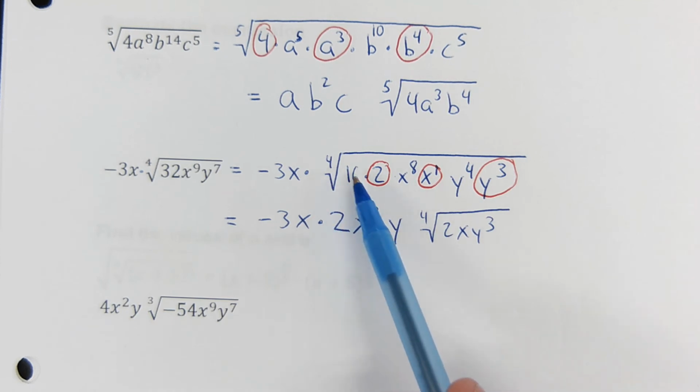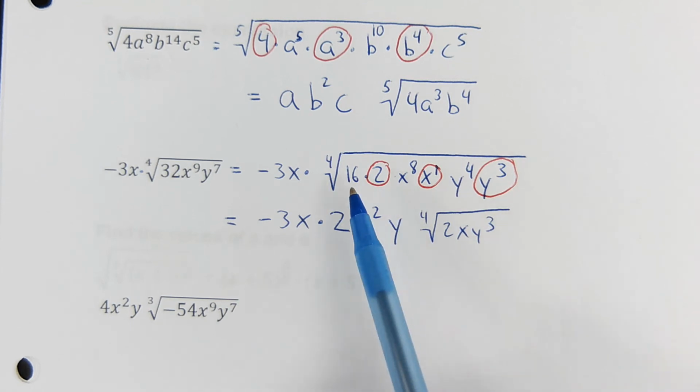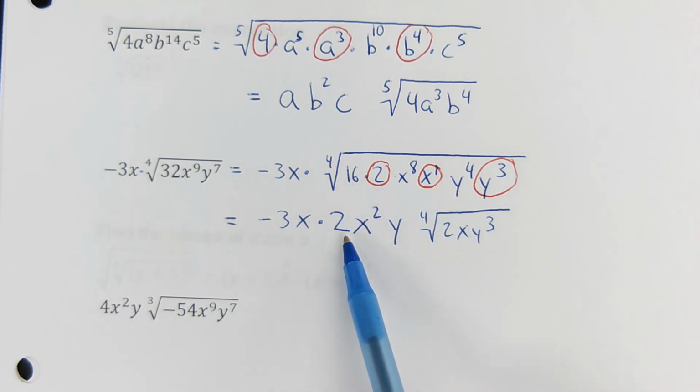I took the fourth root of 16. Yeah, that's where that went. Well, they come out one at a time, and since they were multiplied on the inside, they will still be multiplied on the outside when they get out.